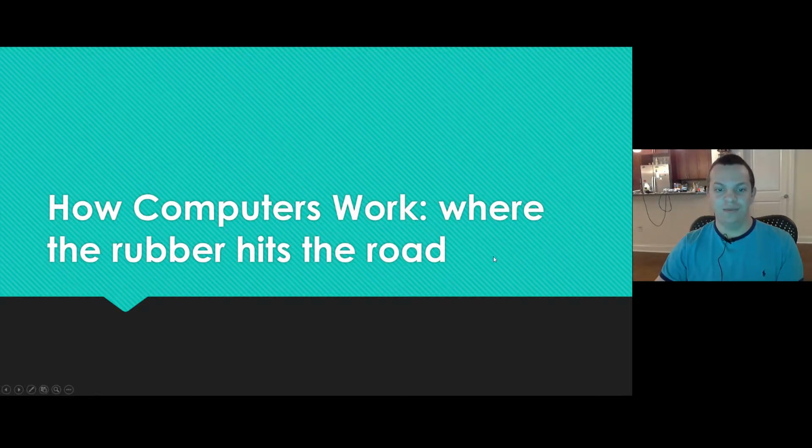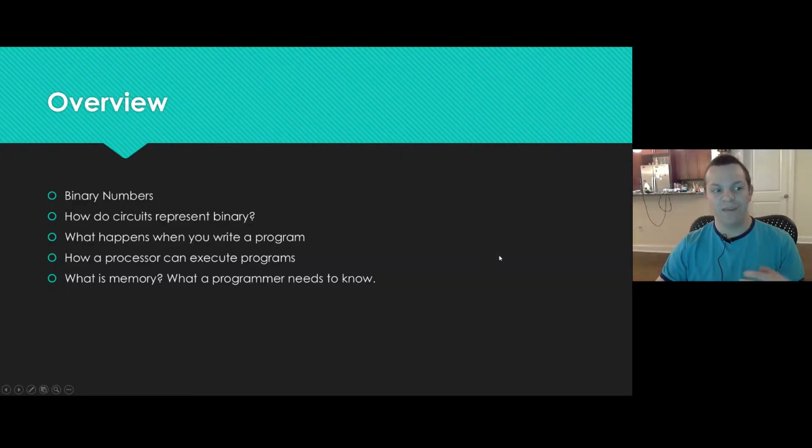In this video, we're going to learn some very basic computer science concepts, such as how binary numbers work, how circuits can be represented in binary, what happens when you run a program, how processors execute programs, and basic information that we need to know about memory as programmers.